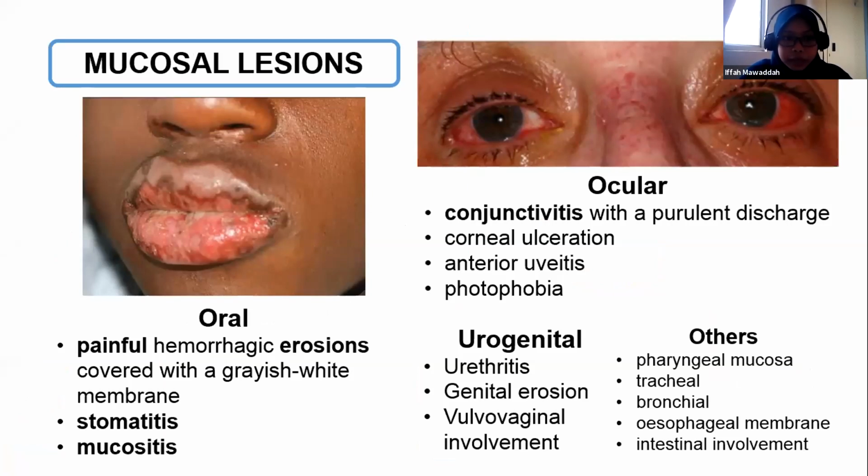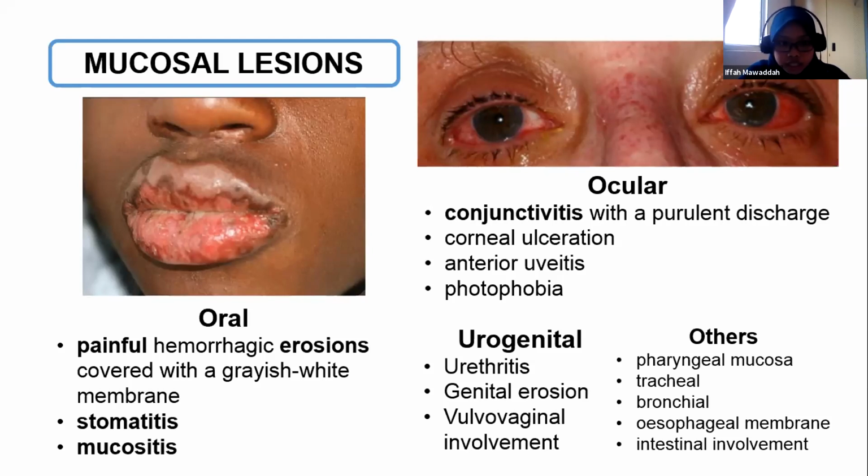For mucosal lesion, painful crust and erosion may occur on any mucosal surface, including oral, ocular, urogenital, and other mucosa. For oral mucosa, almost invariably involved, with painful hemorrhagic erosion covered with grayish-white membrane. There's also stomatitis and mucositis, which can lead to impaired oral intake with consequent malnutrition and dehydration. For ocular involvement, the most common change in the eyes is a severe conjunctivitis with purulent discharge. Peroneal ulceration is frequent, and also anterior uveitis may occur.